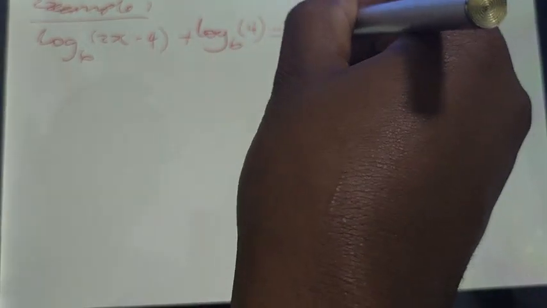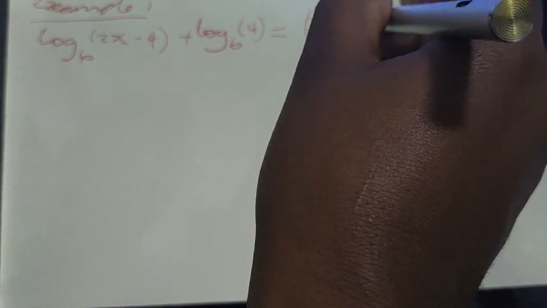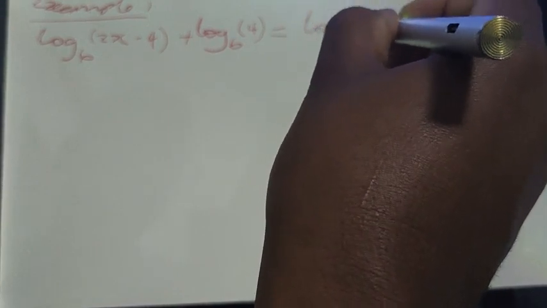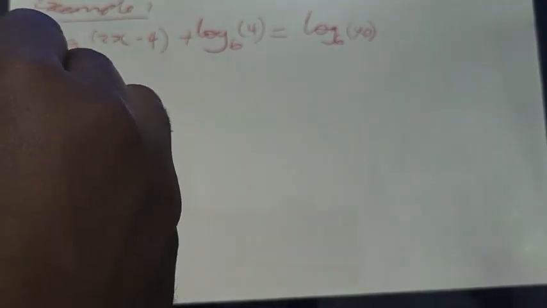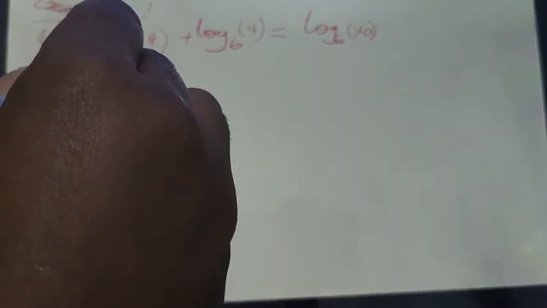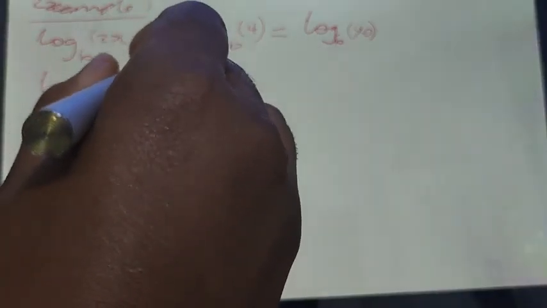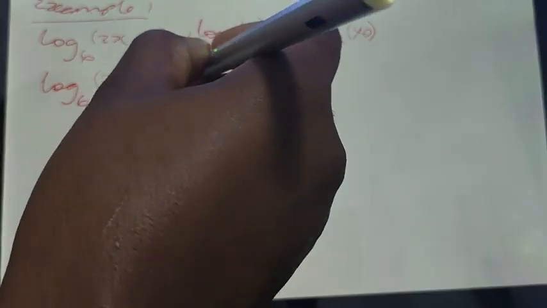Log base 6 of (2x minus 4) should be equal to log 40 base 6. The first thing is to simplify. In this case, we'll simplify on the left hand side. You have log base 6, and it's the multiplication rule, so it's 2x minus 4 multiplied by 4.